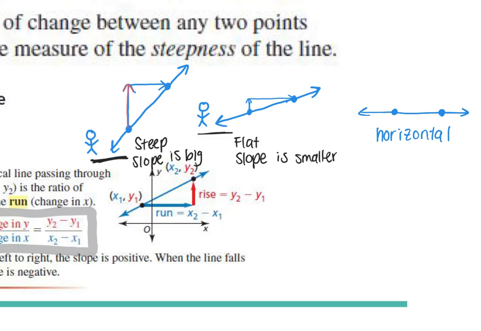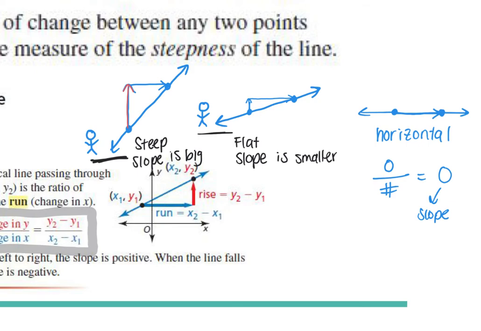So the rise of this horizontal line is 0 over, now, the horizontal component, there's a horizontal component there, right? We did change from one point to the next. 0 over some number. What is 0 divided by anything? Just 0. So the slope for any horizontal line is 0. Your slope is 0 for a horizontal line.